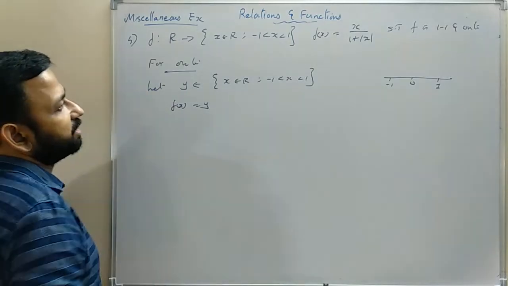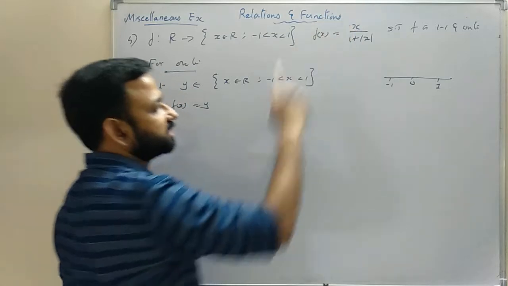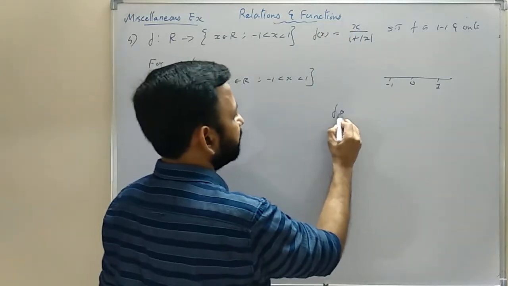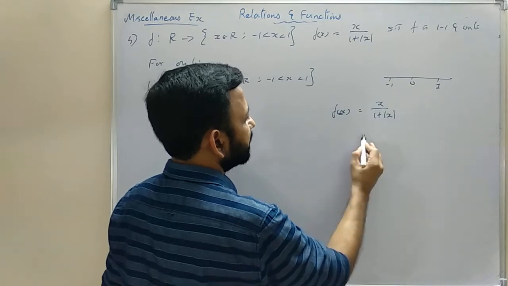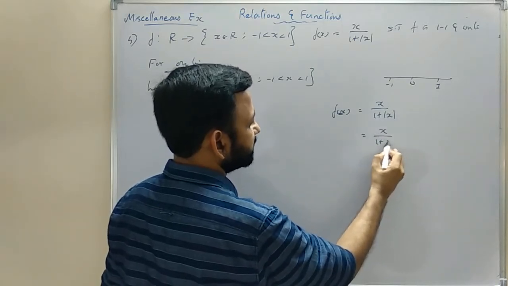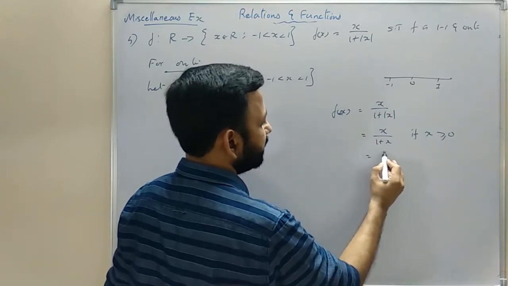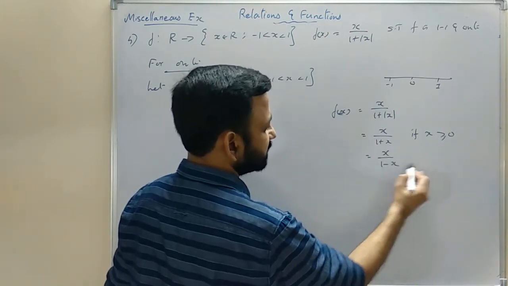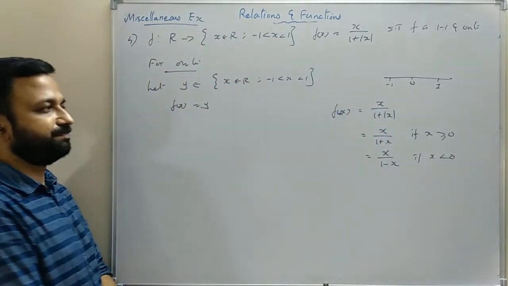So f of x is equal to y. And here f of x is equal to x upon 1 plus modulus of x. That is equal to x upon 1 plus x if x greater than or equal to 0, and equal to x upon 1 minus x if x less than 0. So that is the given function.